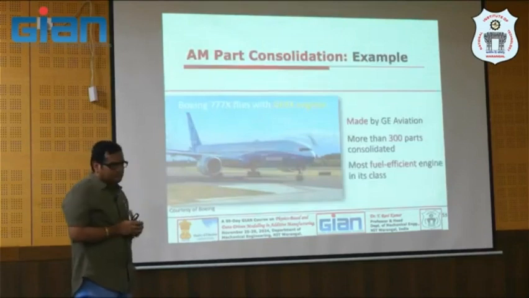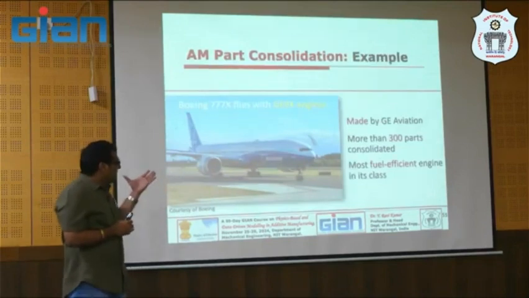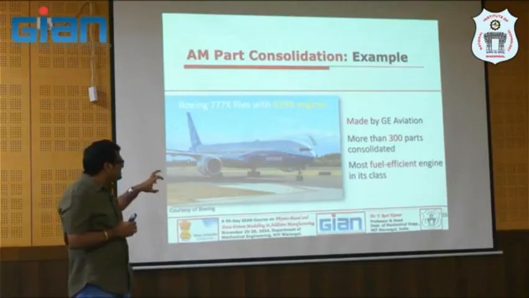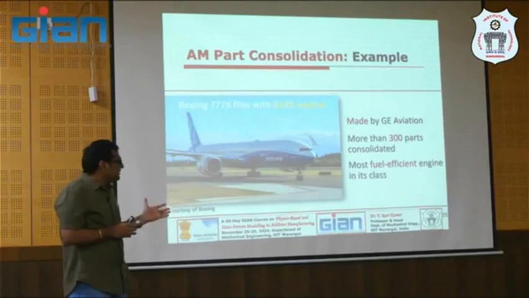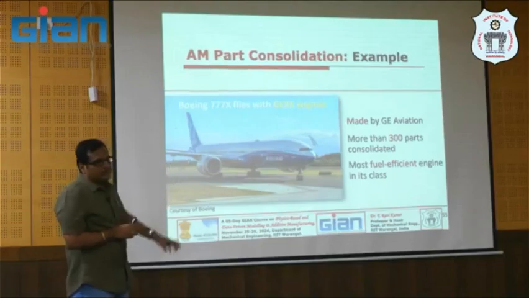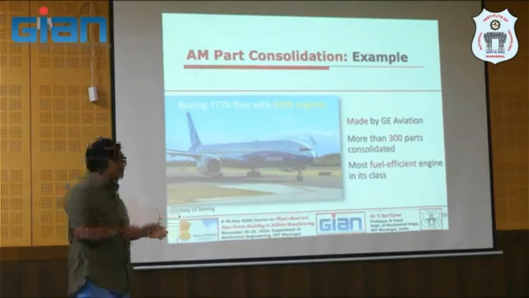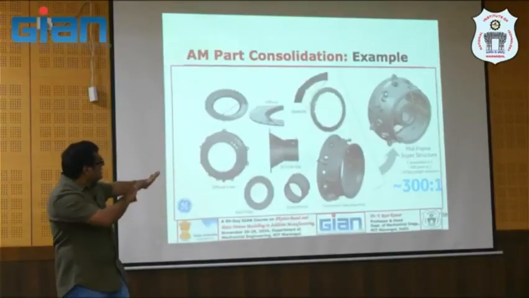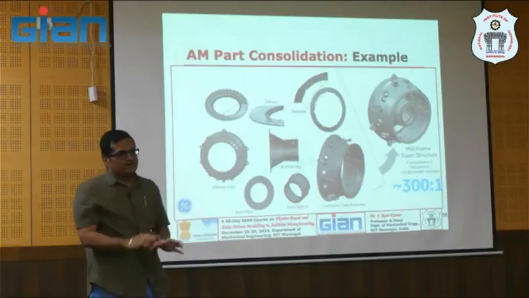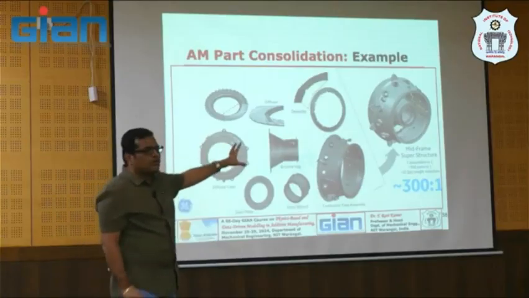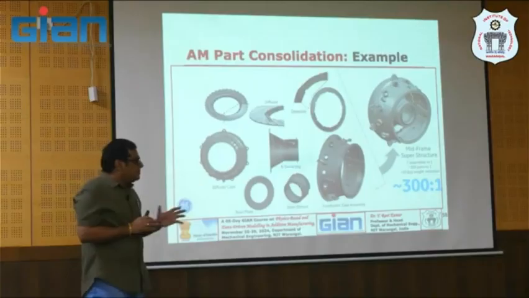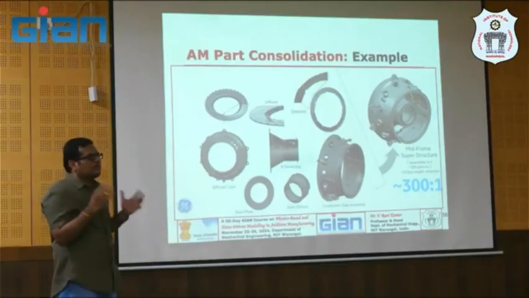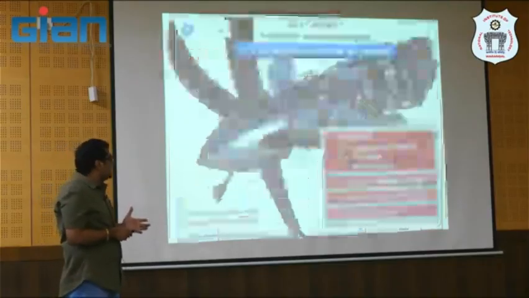And like Boeing, and from the GE9X engines, this is the most fuel efficient engine they are quoting, and 300 parts have been consolidated. See, this is some diffuser part, you try to see there are 300 components, but all the 300 components were made as a single component, right? So in this way, you can consolidate your parts.